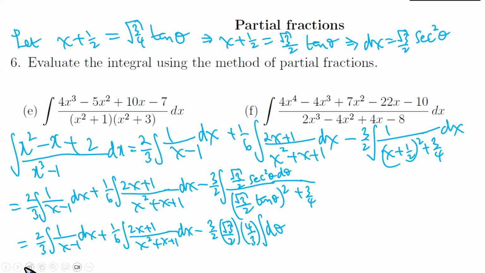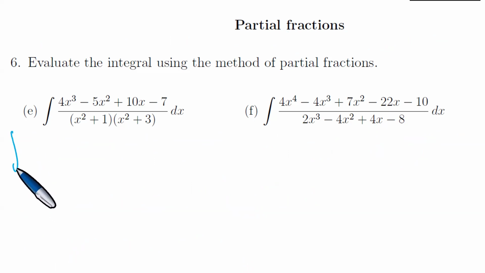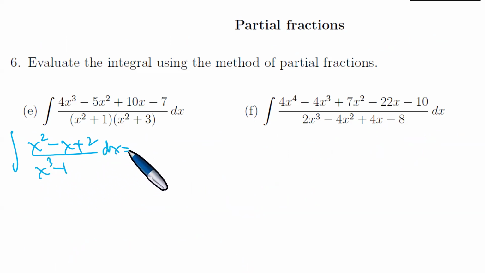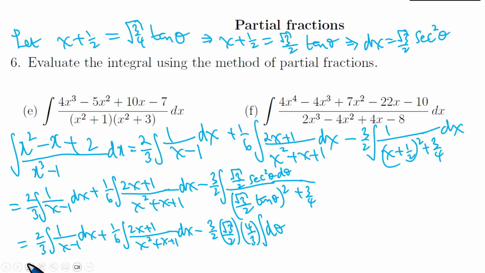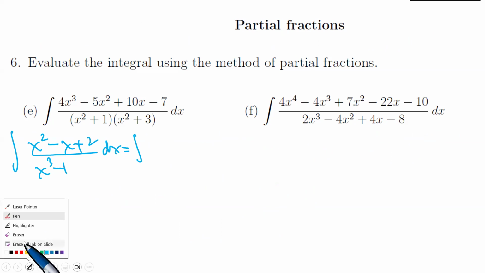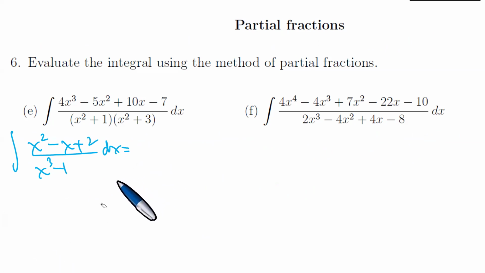Right, in other words, whenever we have the integral of x squared minus x plus 2, all divided by x cubed minus 1 dx, what is this integral here? It is 2/3. Okay, let's remove this one. So we'll be getting exactly two-thirds the integral of 1 over x minus 1 dx.